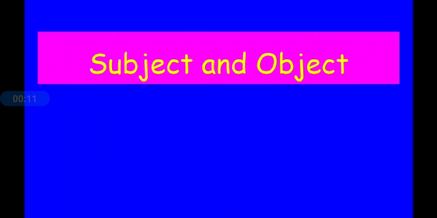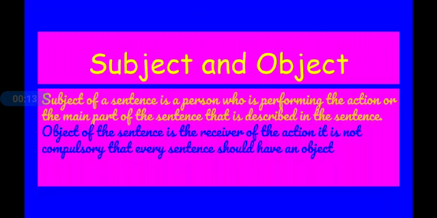Let's know about subject and object. What is a subject? The subject of a sentence is the person who is performing the action, or the main part of the sentence that is described in the sentence. So the subject is the doer of the action. He will be performing the action.